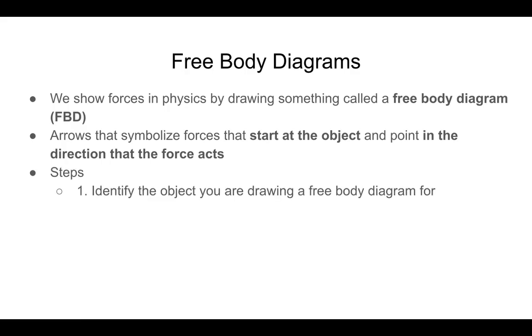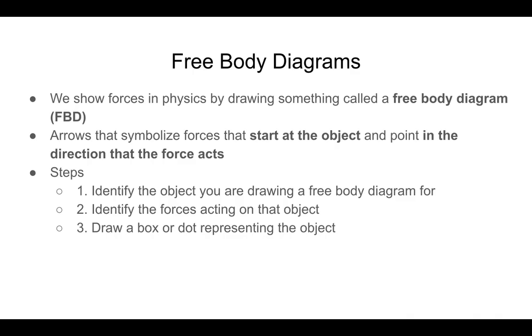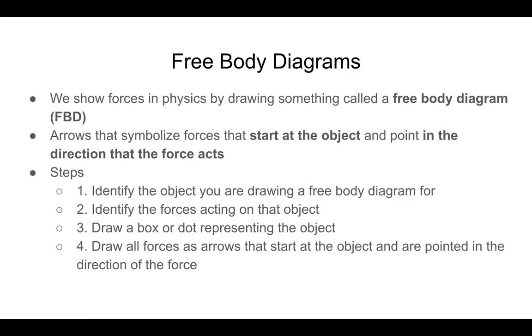So the steps here, number one, we want to identify the object we're drawing a free body diagram for. Number two, we're going to identify the forces acting on that object. Number three, we're going to draw a box or a dot representing the object. I personally prefer the box. I think it gives me more room to draw arrows and label my forces and things like that. So that's my personal preference. Number four, we're then going to draw the forces as arrows that start at the object and are pointed in the direction of the force. And then number five, we're going to label the force vectors.